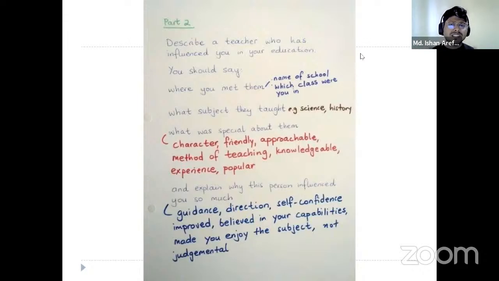All right. So, describe a teacher who has influenced you in your education. You can say that I am very influenced by a professor from my university who used to teach computer science, and he was very profound in teaching programming. So that's what subject they taught. That's the answer.